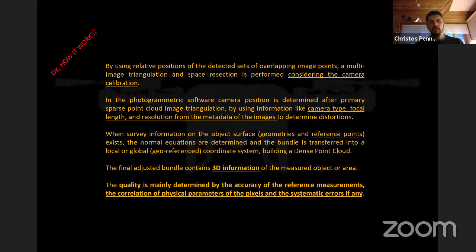Now, the final adjusted bundle contains the 3D information of the measured object or area, and the quality is mainly determined by the accuracy of the reference measurements, the correlation of physical parameters of the pixels, and the systematic errors, if there are any. So as we said before, the quality of our model is determined by these parameters and mostly by having the same image or the same pixels depicted in as many pictures as we can have.